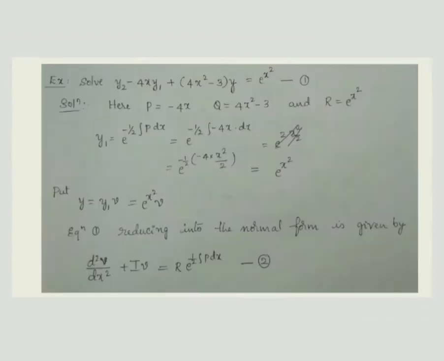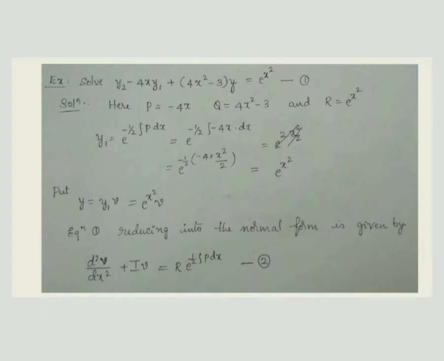Now let us solve some problems, that is, we have to reduce the given second order differential equation into normal form. The first problem is: solve y2, that is d square y by dx square, also represented as y2, minus 4x into y1 plus 4x square minus 3 into y is equal to e power x square. I will call this given differential equation equation number 1.